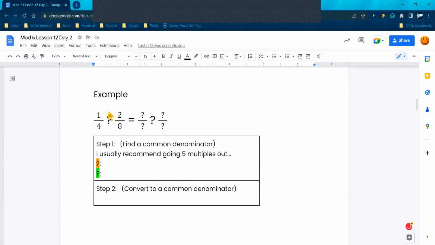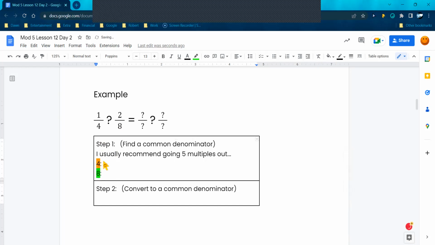We have 1/4 and 2/8. We need to figure out, are they equal? Are they greater than? Are they less than? Let's go figure this out. So the first thing I'm going to do is take my 4 and my 8, and we're going to find what our common denominator is.